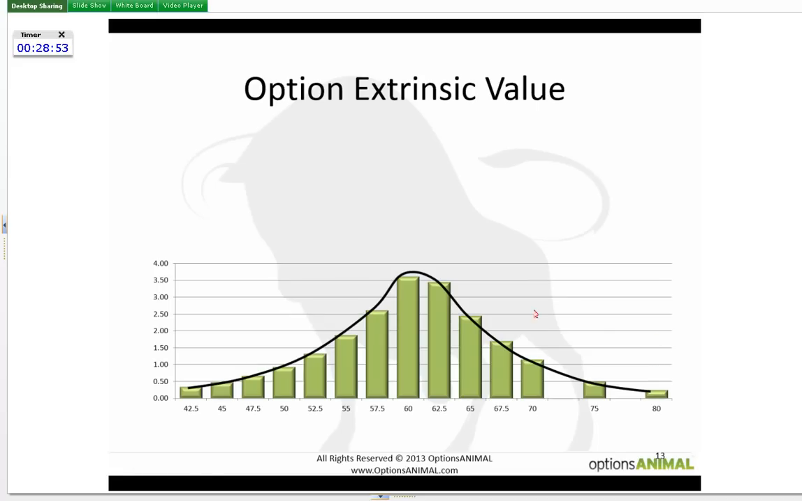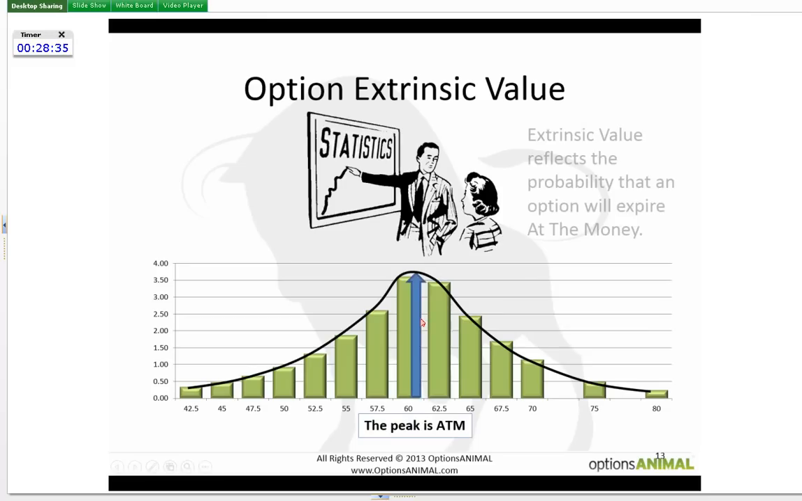Now, of course, if the stock went down to, say, 42, then it's a put, right? So remember, we're talking about puts. The stock goes down, that generally increases the value of the put. And so now the largest extrinsic value would be here. And so we'd see an increase there. So stock moving is one of the things that can increase the probability.